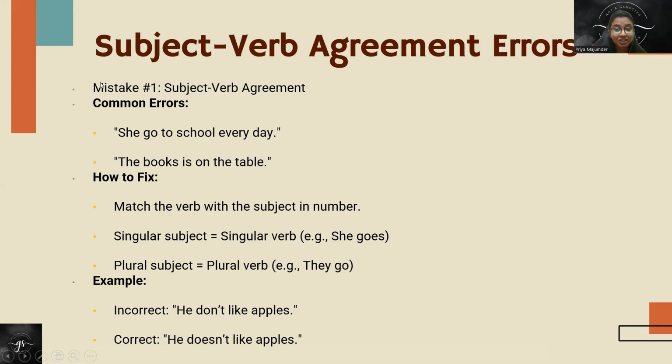We should match the subject and verb in number. For example, if the subject is singular, we should always use a singular verb. If the subject is plural, we should always use a plural verb. Like, "He don't like apples." No, no, no. It should be "He does not like apples."